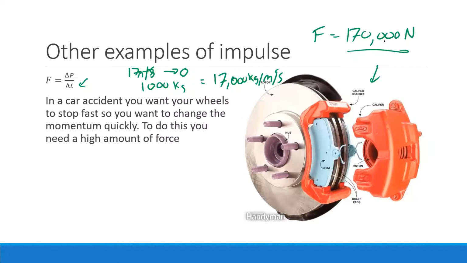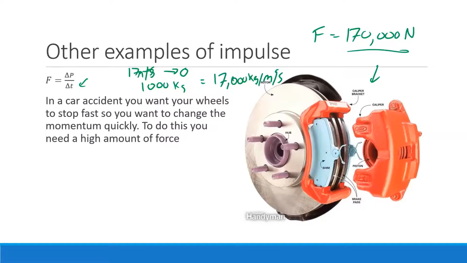Disc brake over on the left. How they work is that they push these pads against your wheels and actually slow them down. They cause a huge amount of friction. They get very, very hot, because they lose their energy in the form of heat. But that's how they do it. They apply a large amount of force over a very, very short amount of time.